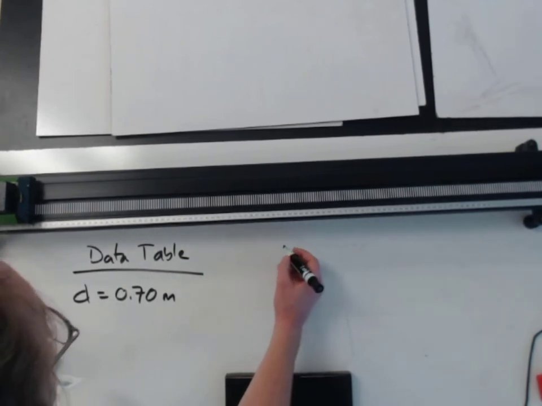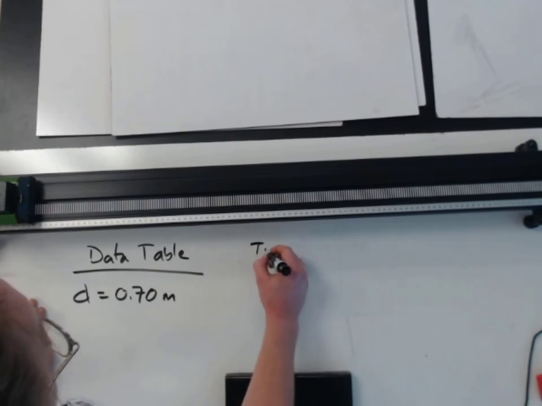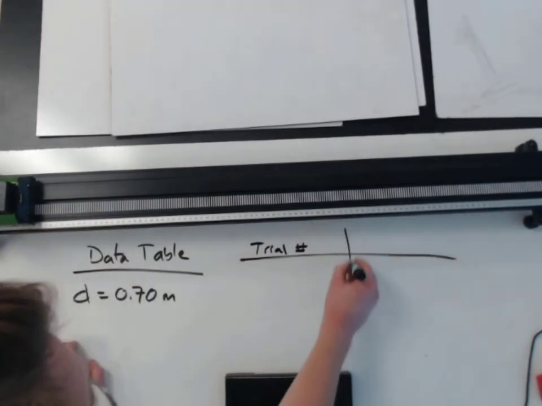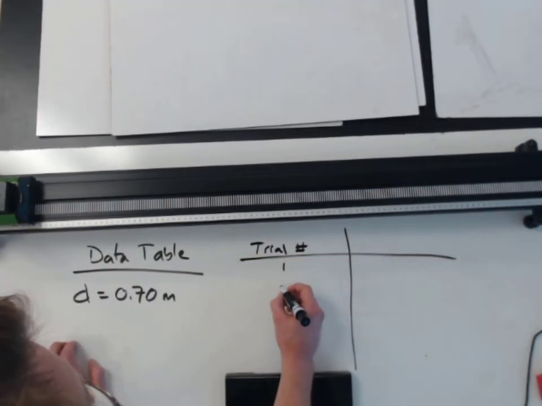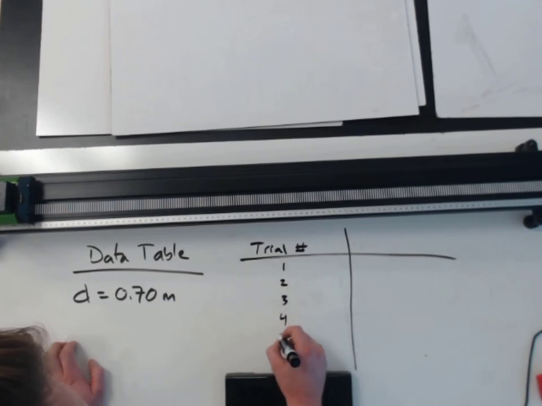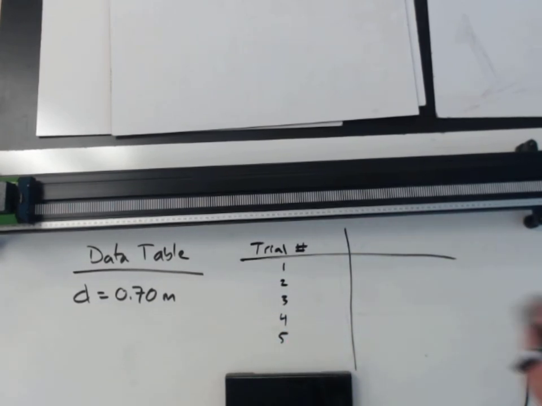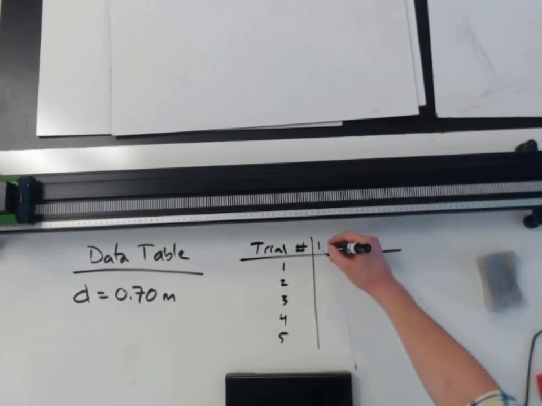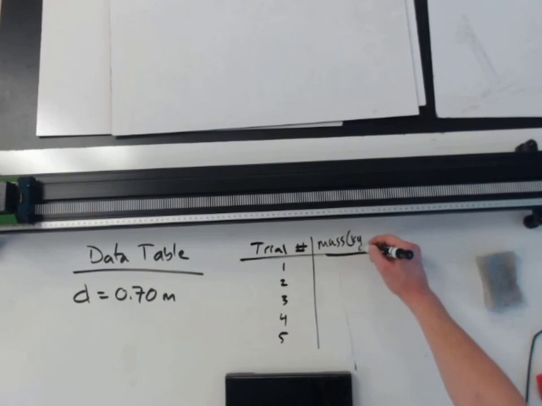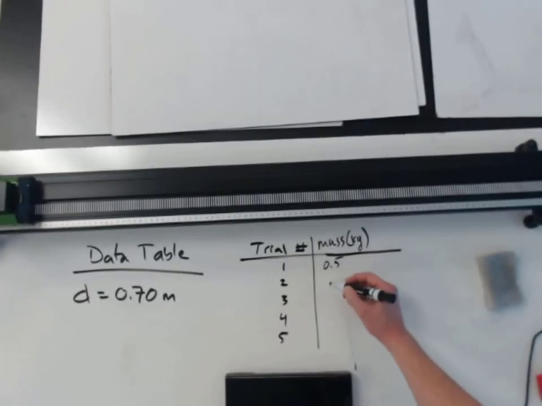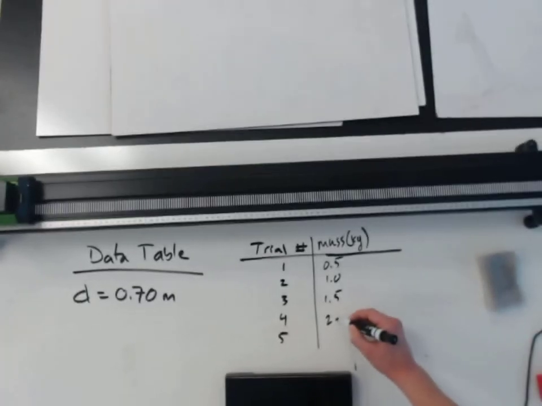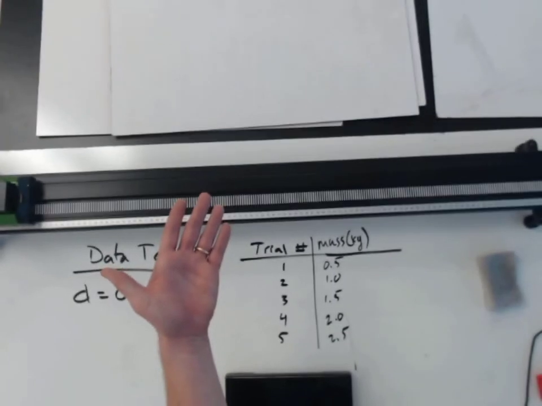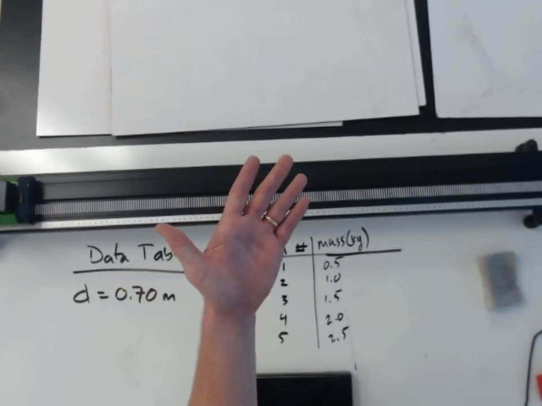So you should have something like maybe trial number. And we did 5. Right, we did 5 different masses. 1, 2, 3, 4, 5. And then we had a certain amount of mass in kilograms. We said that was 0.5, 1, 1.5, 2, 2.5. Because we had a different amount of mass for each trial.